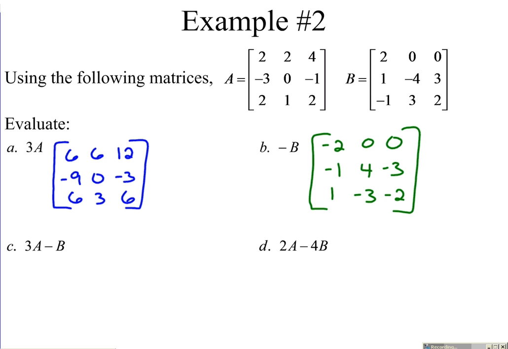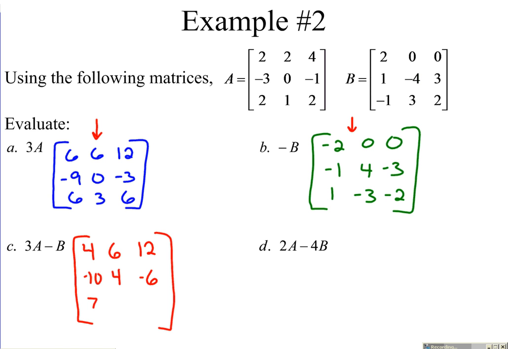Letter C. Take 3 times A minus B. So basically here, what I'm going to do is take what we just found right here. That's 3 times A. This is -B. And now we would add those two matrices together. They're both 3 by 3, so we should be able to do that. 6 plus -2 is 4. 6 plus 0 is 6. 12 plus 0 is 12. -9 plus -1 is -10. 0 plus 4 is 4. -3 plus -3 is -6. 6 plus 1 is 7. 3 plus -3 is 0. 6 plus -2 is 4.